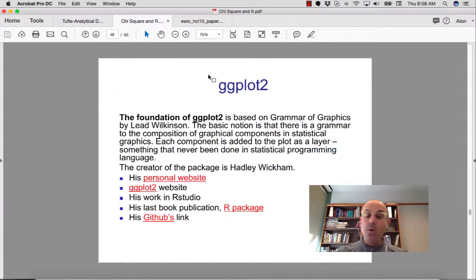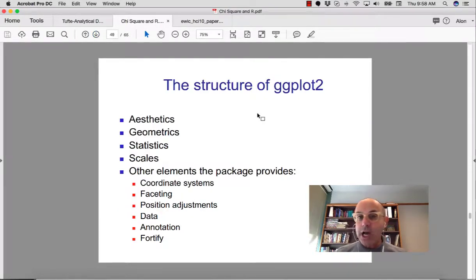This is something that you will need to do in my next class in order for me to evaluate you, but also to be able to share and learn from others how to apply GitHub. The structure of ggplot2, compared to the two other platforms that I talked about, has some functionality. It has aesthetics, it has geometrics, and it has the statistical aspect, which is where we come in.